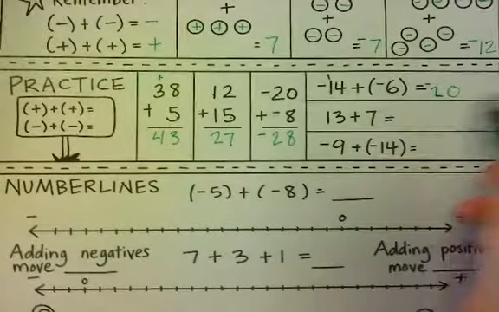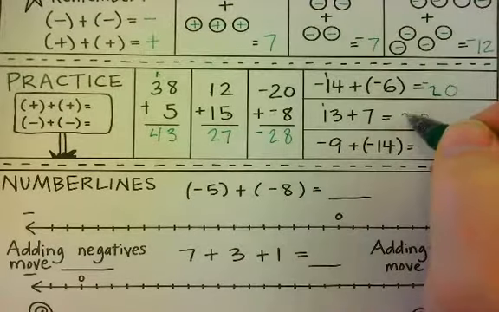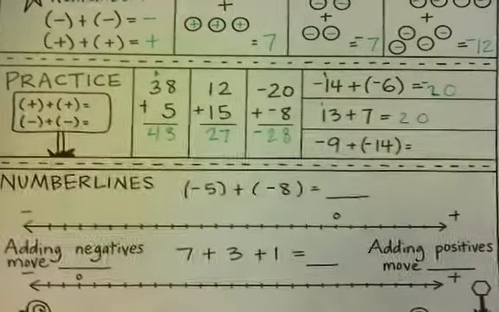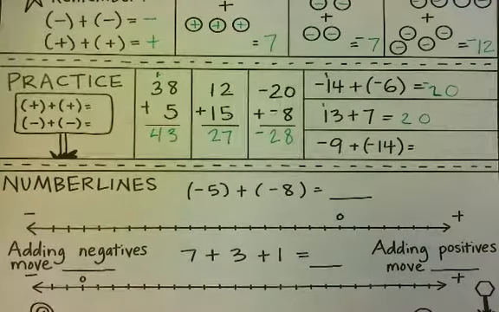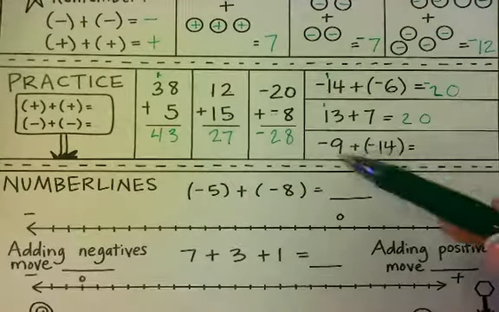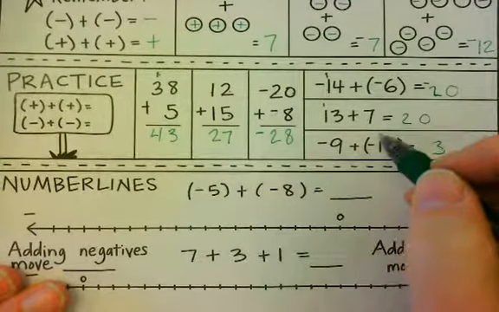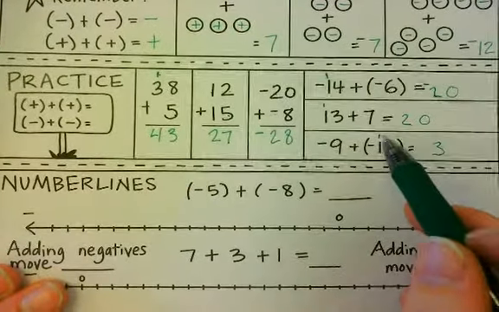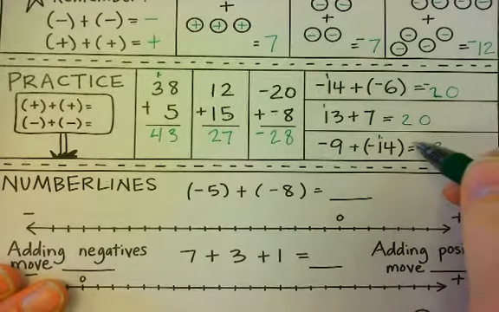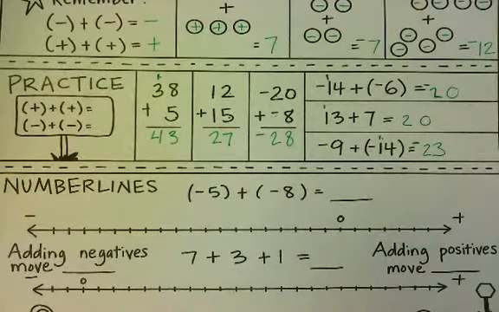Then 7 plus 3, and I write down the 0, carry the 1. 1 plus 1 is 2. Then when we do a -9 plus a -14, we add that 9 plus the 4 gives us 13. Carry that 1 over. And then the 1 plus the 1 gives us 2, and then we bring that negative over, and now it's a -23.